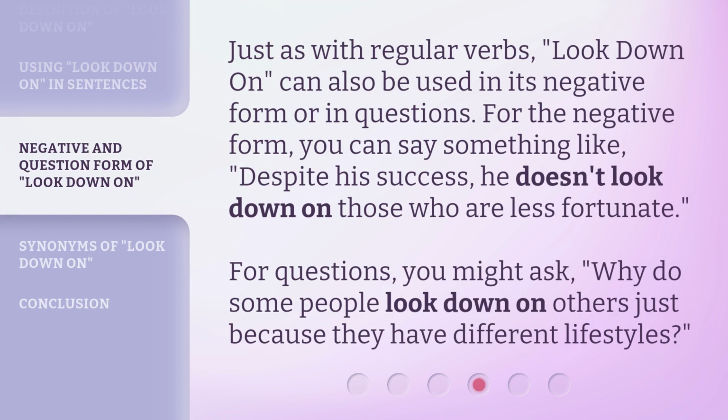Just as with regular verbs, look down on can also be used in its negative form or in questions. For the negative form, you can say something like, despite his success, he doesn't look down on those who are less fortunate. For questions, you might ask, why do some people look down on others just because they have different lifestyles?